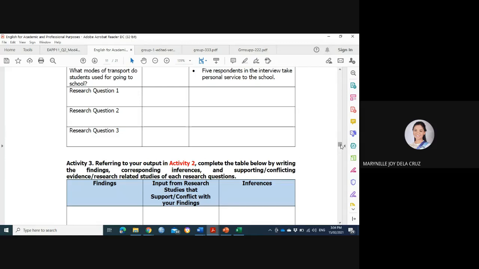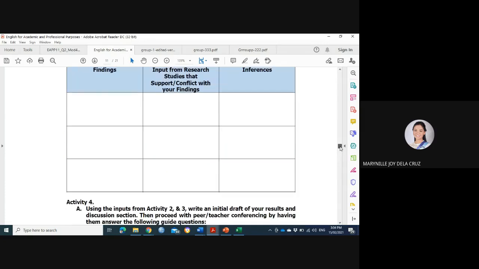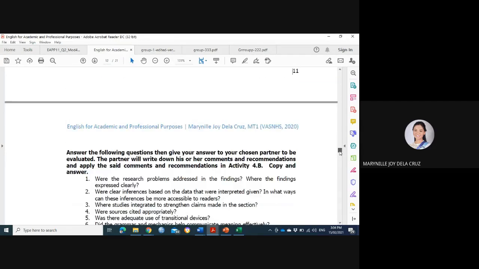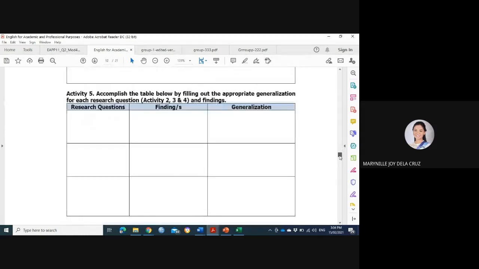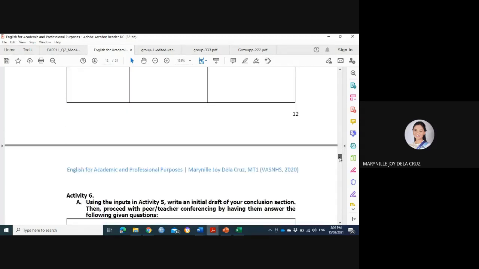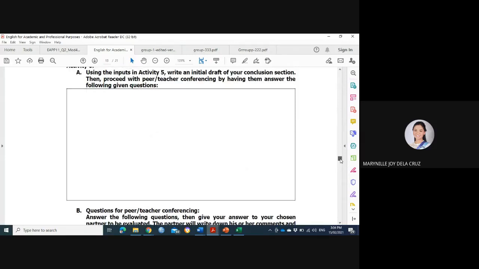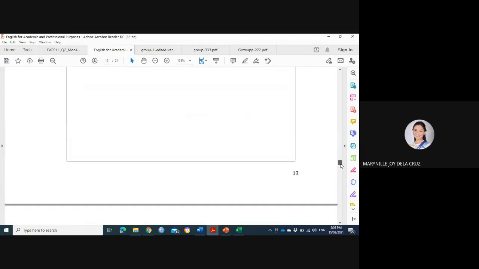Ang specific questions is called statements of the problem. The inferences is called claims or opinion. And then, may last part man diri, the generalization, amo dyan siya ang inyong conclusion. Findings, okay. Next is gina-initial nyo dayon ang conclusion nyo. And then, masulat ka mo dayon sa final research report.